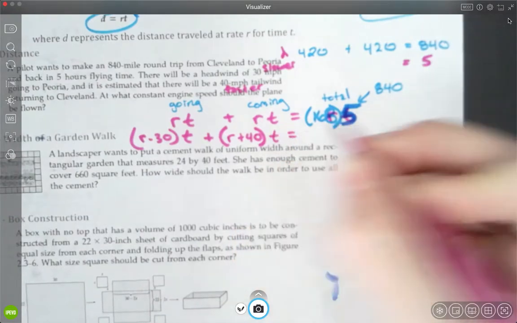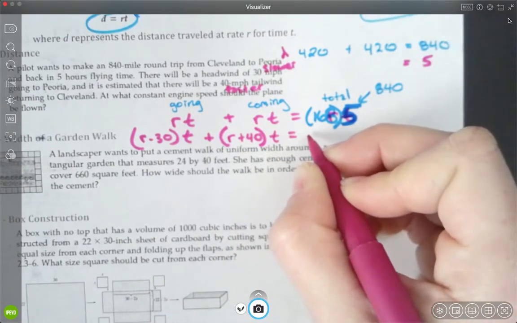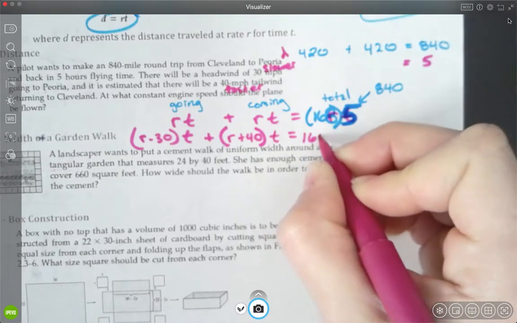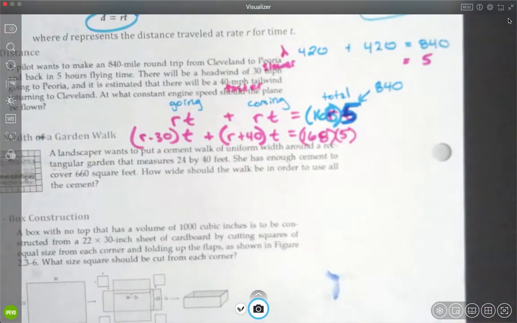Equals. I'm just going to do 168 times 5. That's literally 840. Why don't we just write 840? We can write 840 if you want to. We're going to do it here in a minute. Okay? So rate times time, rate times time, rate times time.